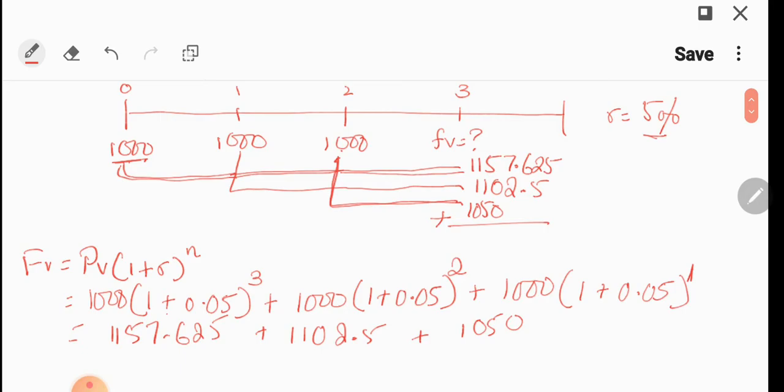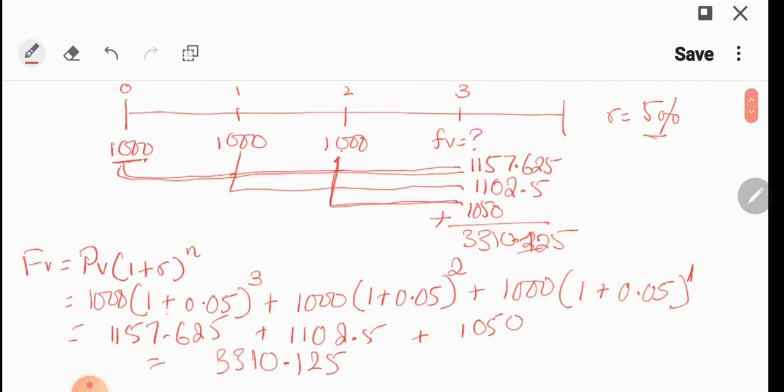Similarly, this was a graphical representation. You can add all of them over here. So 1050 plus 1102.5 plus 1157.625 gives 3310.125. This is the future value of this cash flow in case of annuity due. So again, this was using the single cash flow formula, so it's going to be very long, and now I'm going to introduce you to the annuity due formulas.